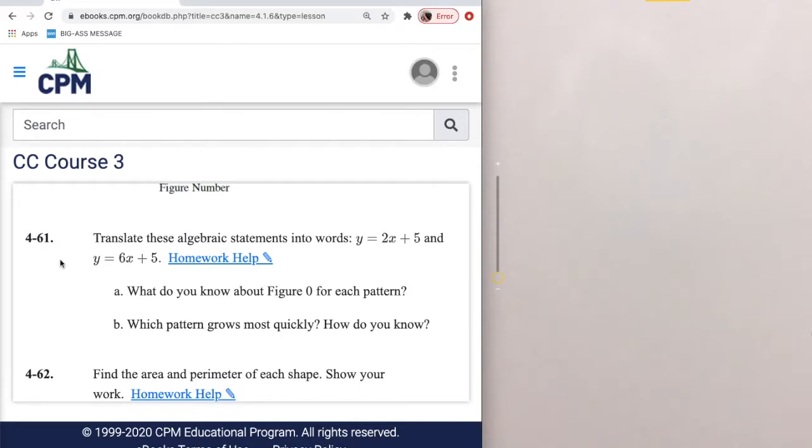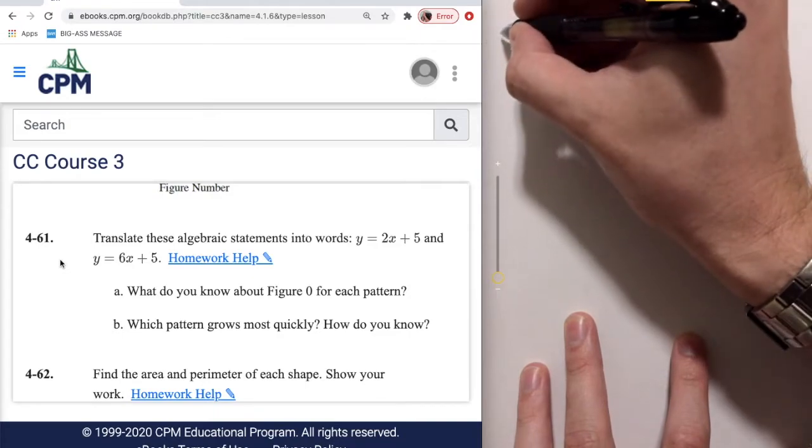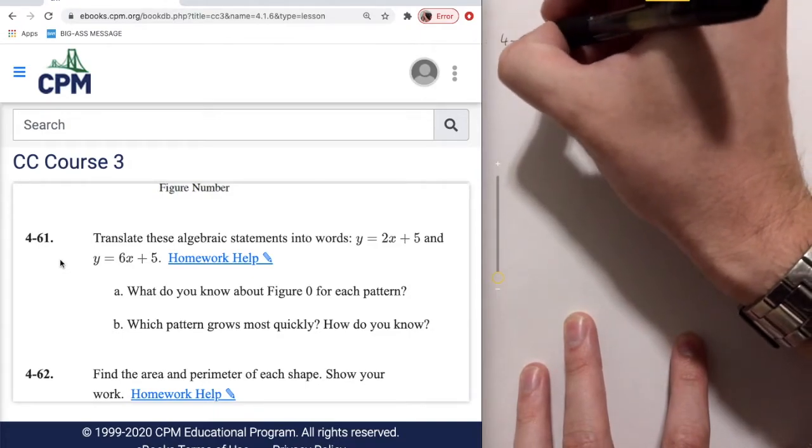You could also say, for the second one, something like y starts at 5 and increases by 6 each time. Anything like that, the idea is that it's 6 times x plus 5, but with a bit of English in between. But after you write those out, you start with A, so we'll start there, 4-61 part A.